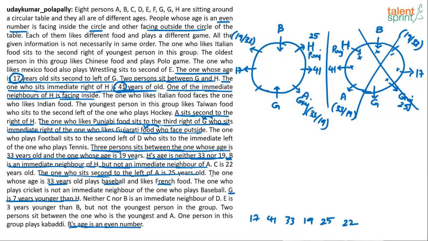And we know that the one whose age is 33 years plays baseball and likes French food. Now, A cannot be 33 years because A likes Gujarati food. A has to be 19 years, and this person has to be 33 years, because the guy who is 33 years old likes baseball and French food. So I can put it properly now. Remember, A has to be 19 and the other person will be 33.